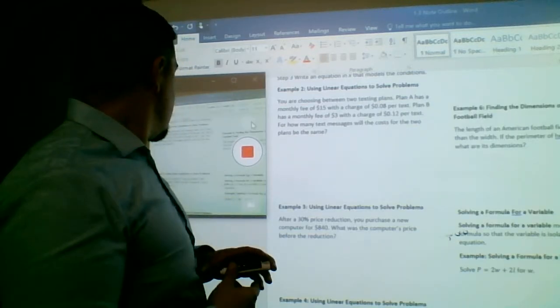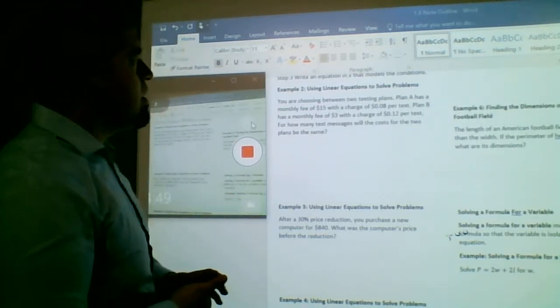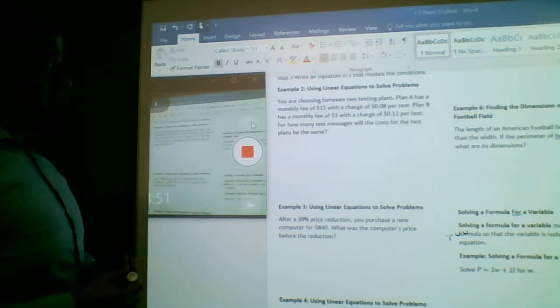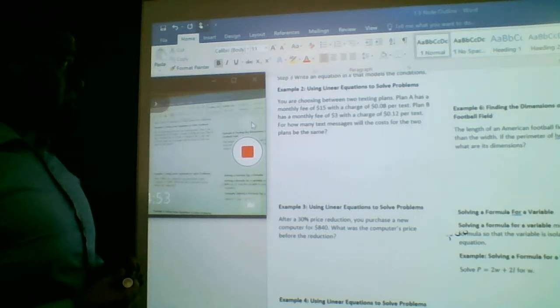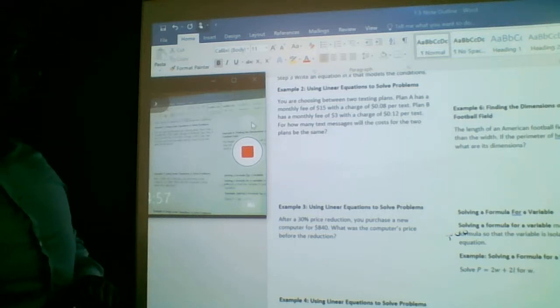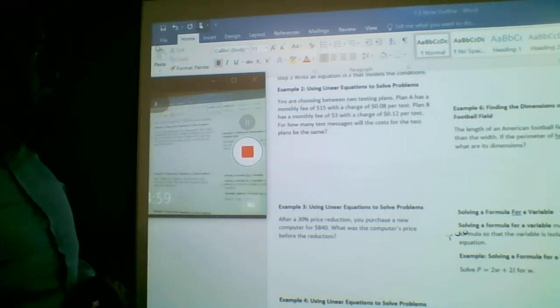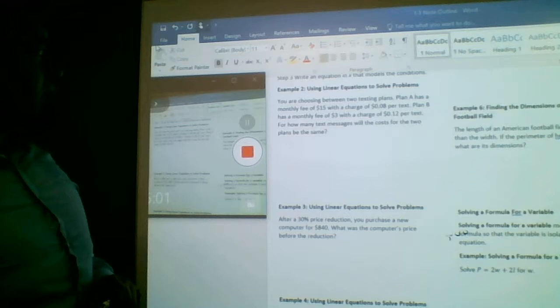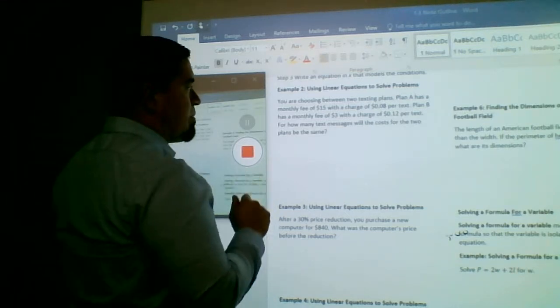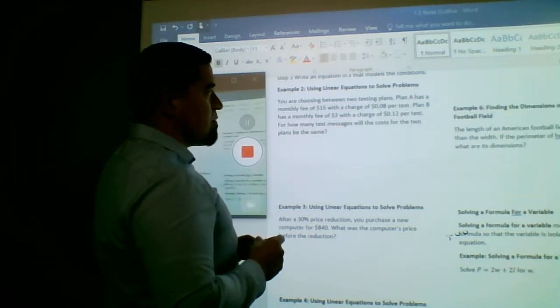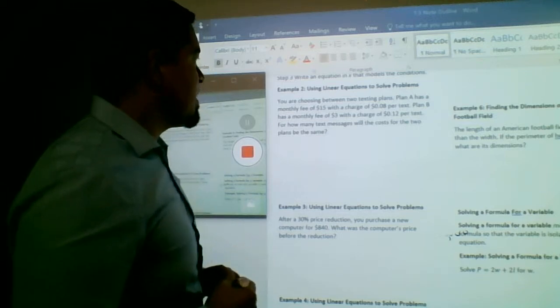So for example 2, you're choosing between two texting plans. Plan A has a monthly fee of $15 with a charge of 8 cents per text. Plan B has a monthly fee of $3 with a charge of 12 cents per text, and 8 cents per text previously. For how many text messages will the cost for the two plans be the same?